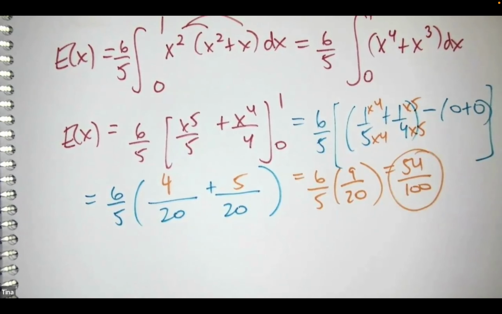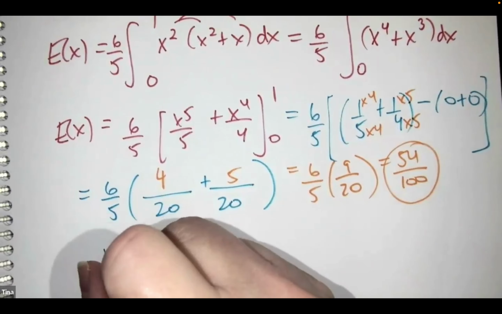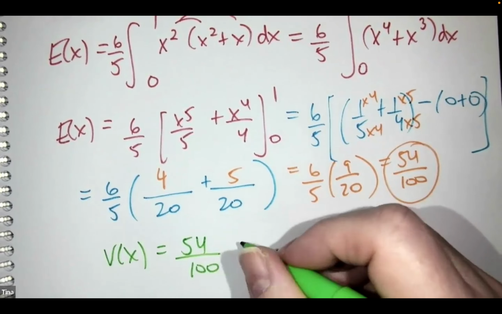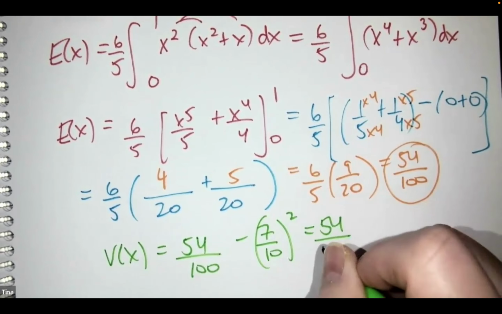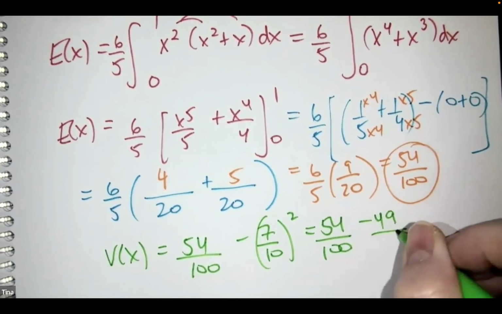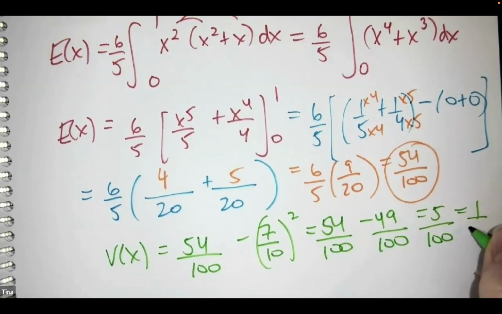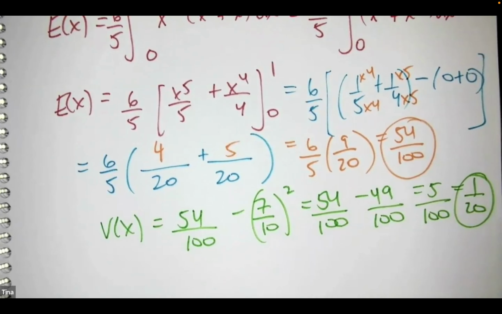Well, that's kind of nice, isn't it? Because it's 54 over 100. And then remember, our variance is that minus 7/10 squared. So that makes that really good, because 7/10 squared is also over 100. So 54 minus 49 over 100 would be 5 over 100, or 1/20. And that's our V. So what would your standard deviation be here then?